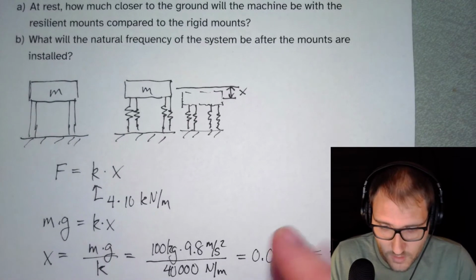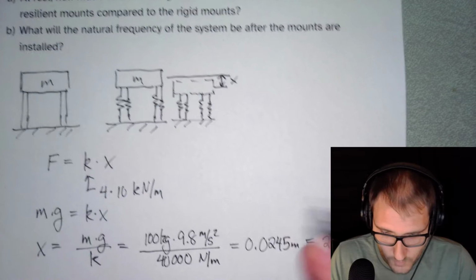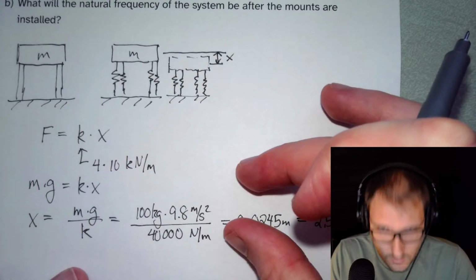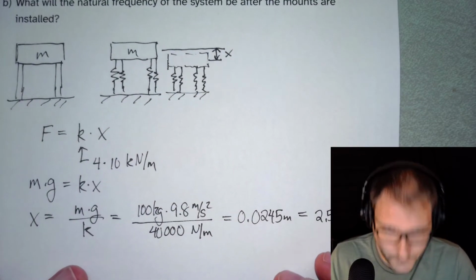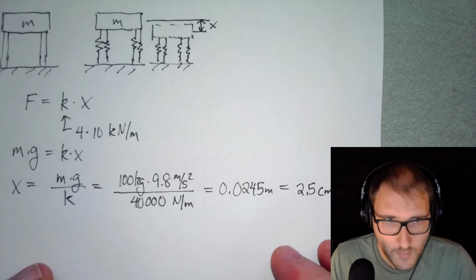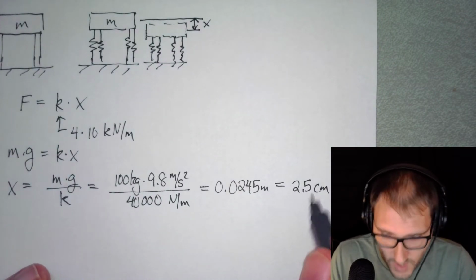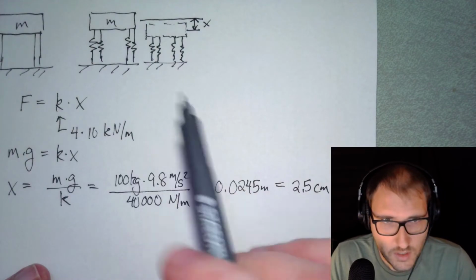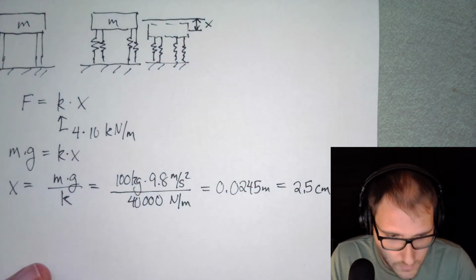So we got a thing that's 100 kilograms. We're putting it on some mounts. It's going to sag down 2.5 centimeters. And that might be pretty accurate for realistic industrial resilient mounts.